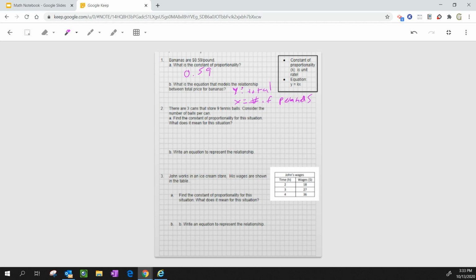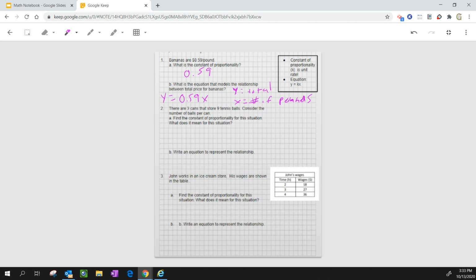So when we write our equation then, the total amount of money you're going to spend at the store is going to be your y equals, then I do k times x, right? So my constant of proportionality times the x. It costs 59 cents for 1 pound, so it'd be 59 times 2 for 2 pounds, or 59 times 3 for 3 pounds, or 59 times 4 for 4 pounds, and so on and so forth. And so that's why that works out.